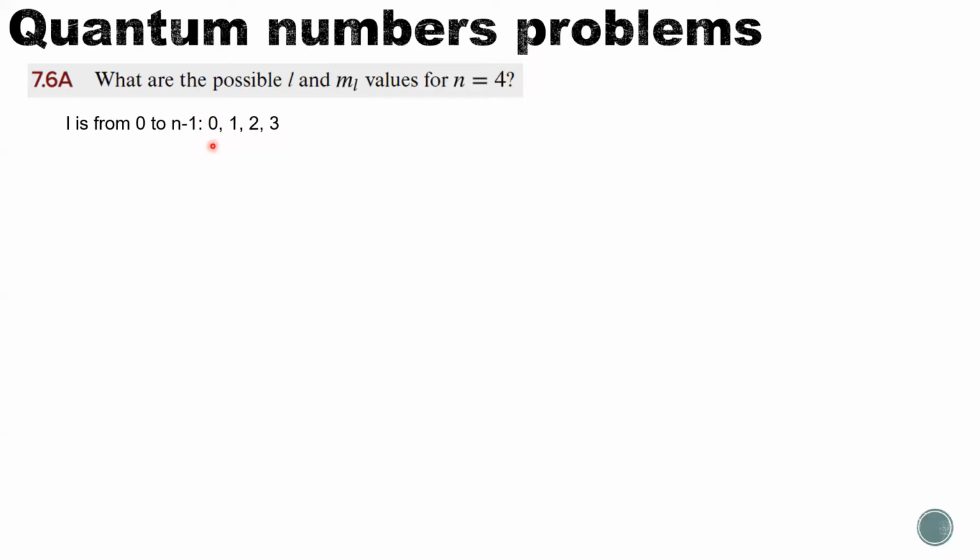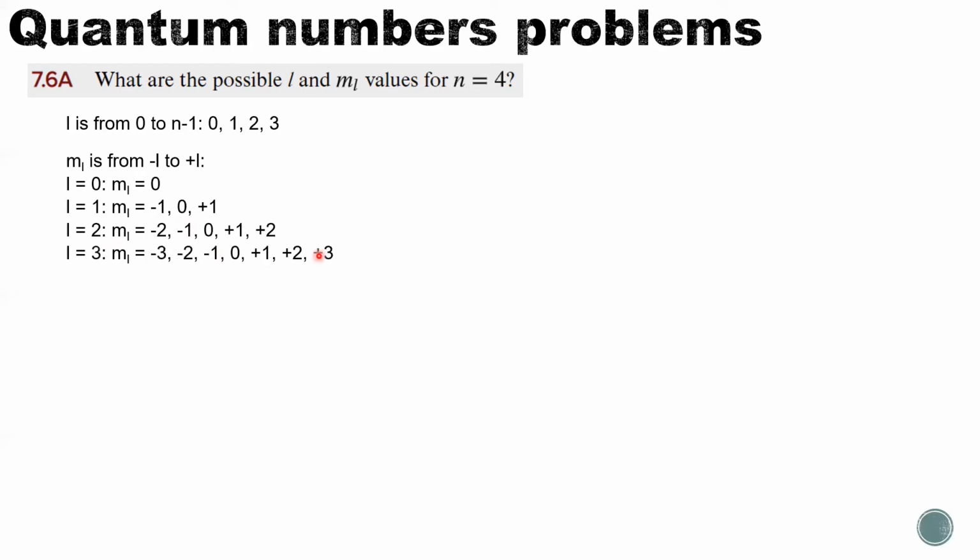And for each L, we can have a set of mLs. So mL is -L to +L. When L equals 0, mL equals 0. When L equals 1, mL is -1, 0, +1. When L equals 2, mL is -2, -1, 0, +1, +2. When L equals 3, then m sub L is -3, -2, -1, 0, +1, +2, +3. So just list all of them.